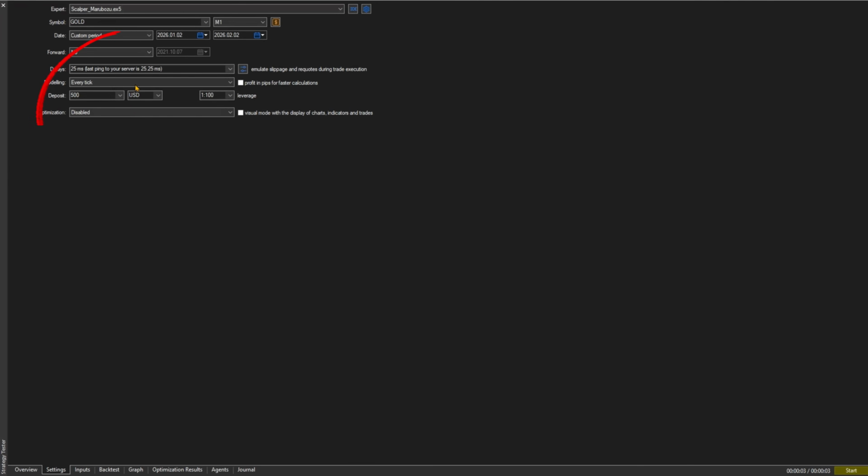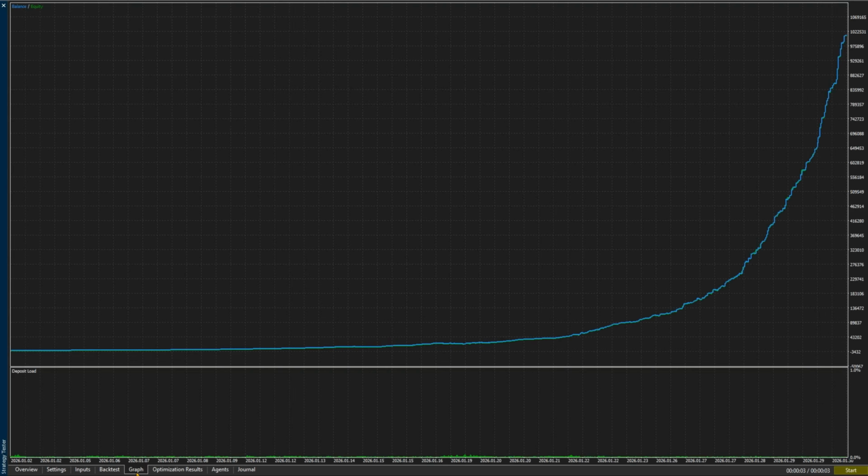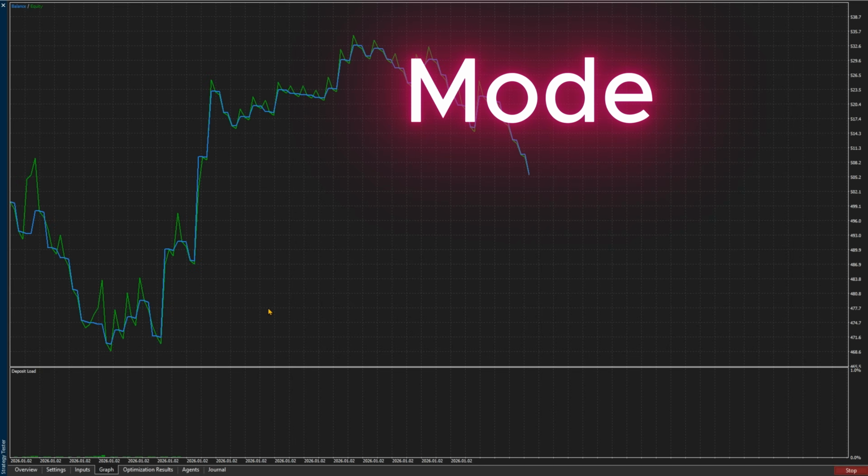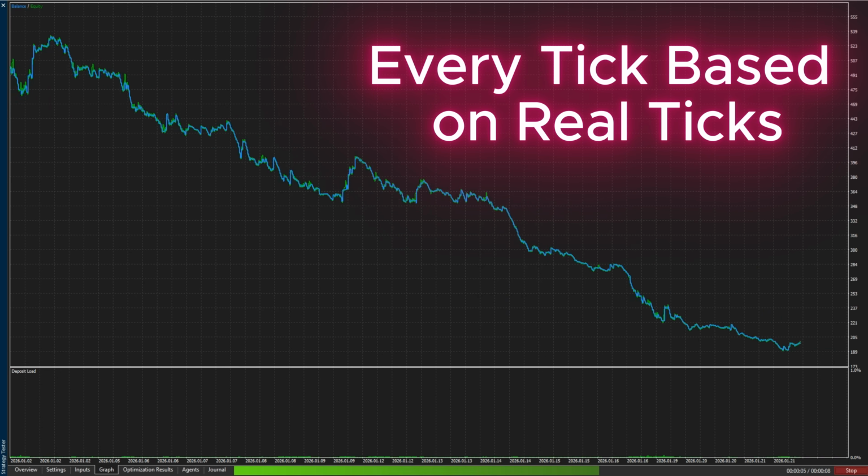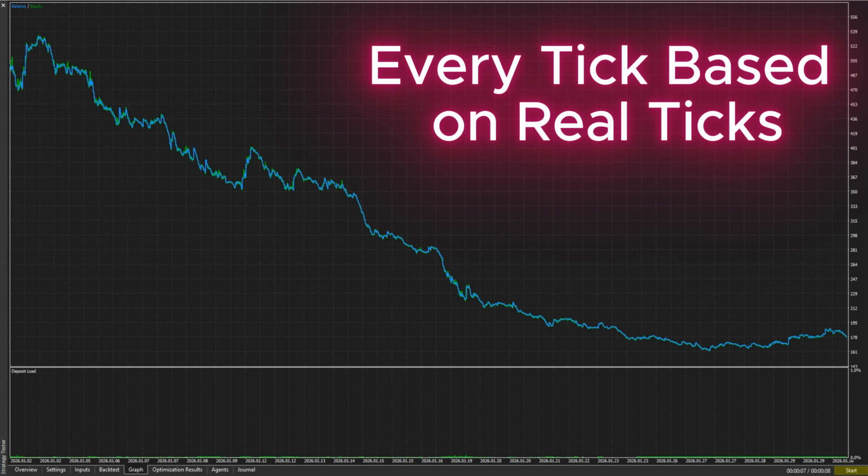Now I change only one thing, the testing mode. Every tick based on real ticks. Same EA, same settings, same period, same month, deposit gone.